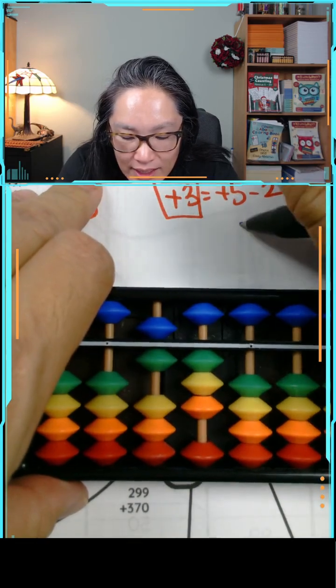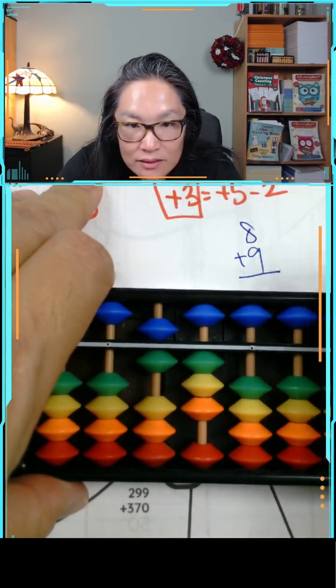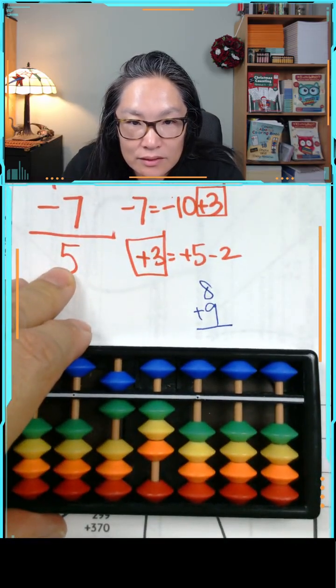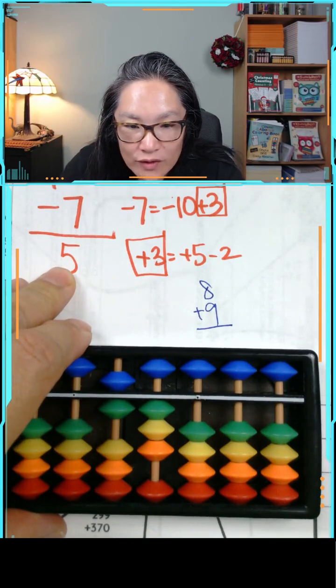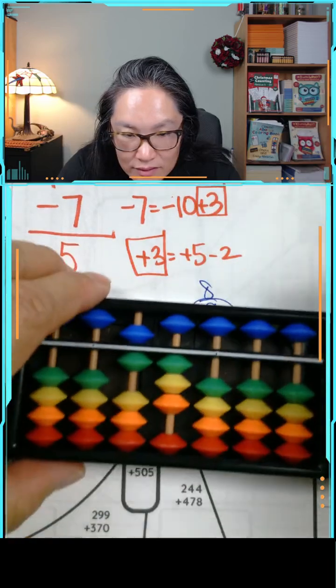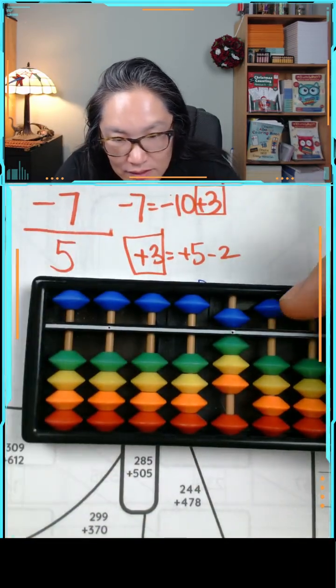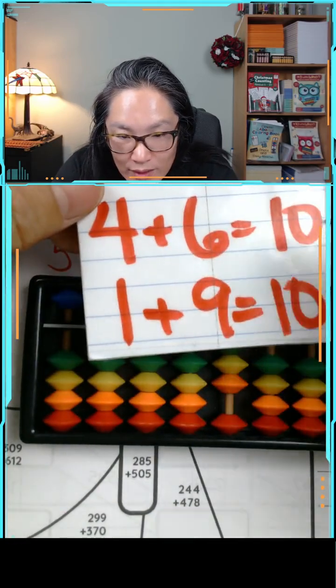The question is 8 plus 9. 8 plus 9, right? Well, how do you add the 9, Sophie? How do you add this 9? Same thing. There's my 8. I want to add the 9. How do you add the 9? You know how to make a 10.